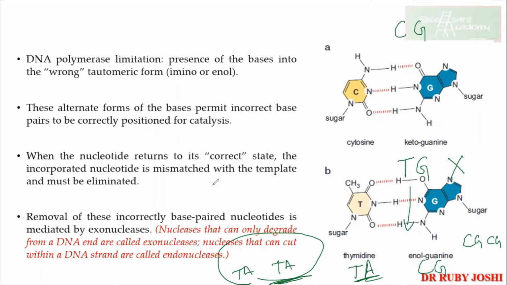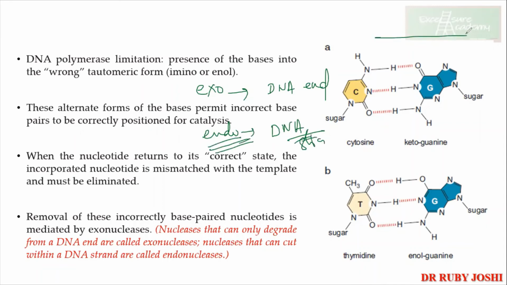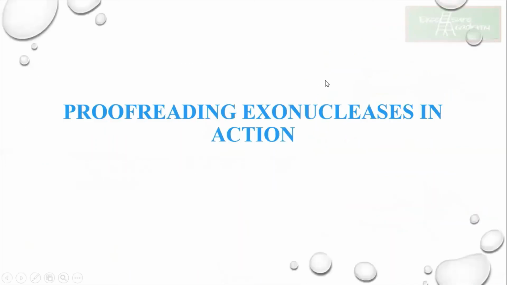Okay. Now, what is the difference between exonuclease and endonuclease? Exo is from the DNA end. Endo means it will act in the middle. Within the DNA strand, it can cut somewhere in the middle. Exo means if this is DNA, it will act from the 3' end, and if it is the 5' end, it will act from the 5' end. Endo can come and cut from between. Is this much clear, everyone? Yes, ma'am. Okay.